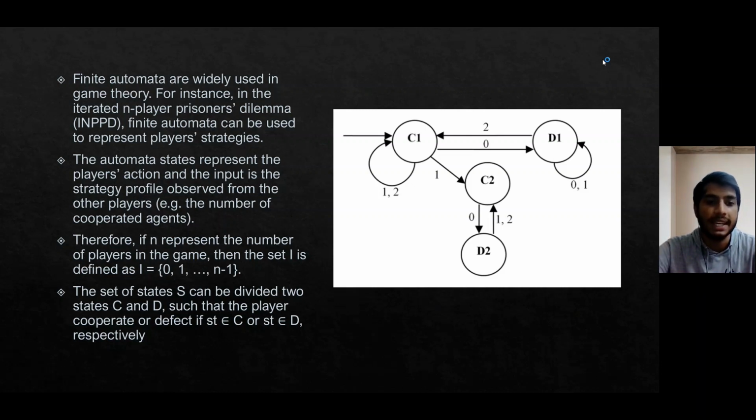The set of states S can be divided into two states, that is C and D, such that the players cooperate or defect if state belongs to C or state belongs to D, respectively.